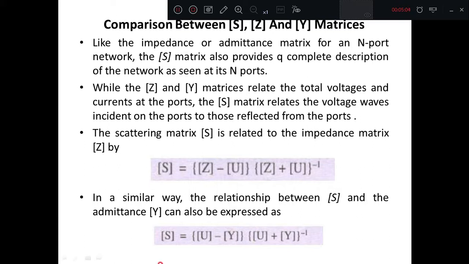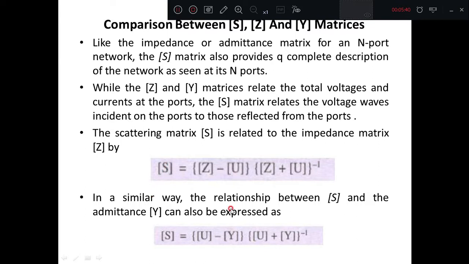And this third point and fourth point are very important. So these equations clearly tell you how the S parameter or S matrix is exactly related to the Z matrices. So here the S matrix is given by the difference of Z and U, where U is the unit matrix: Z minus U multiplied by the inverse of Z plus U. You take Z plus U, take the inverse, then multiply with Z minus U, and you will get the S matrix.